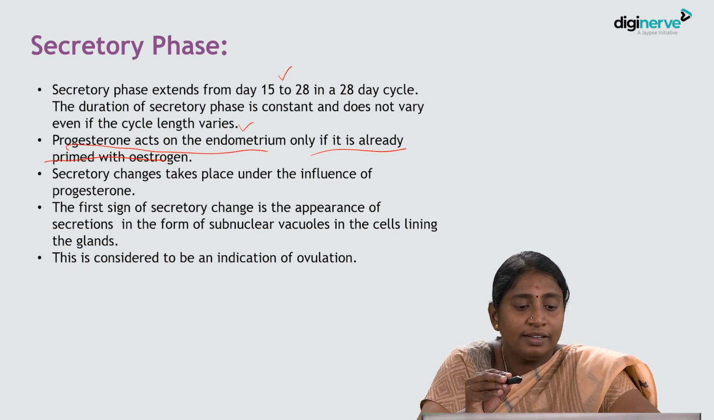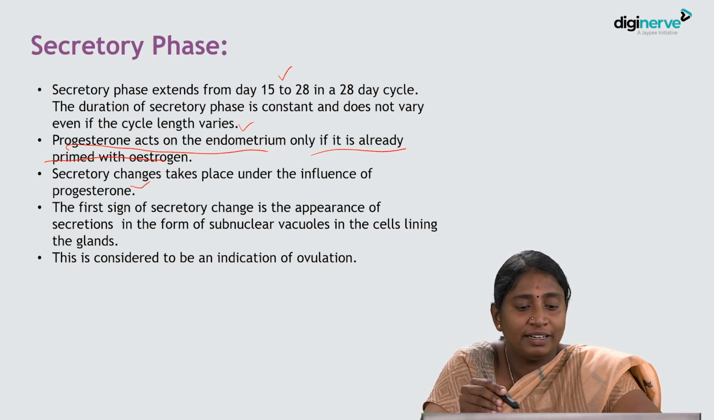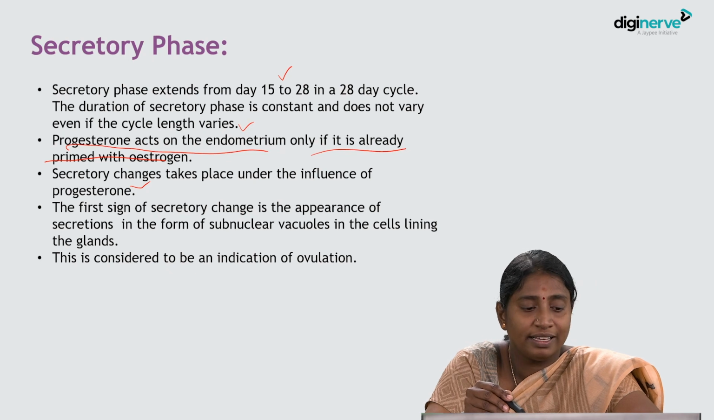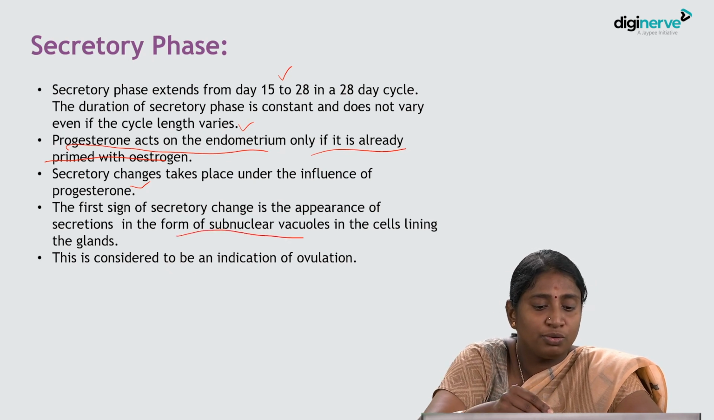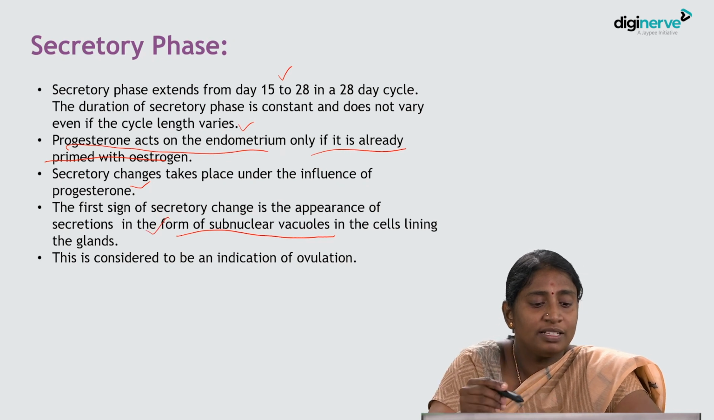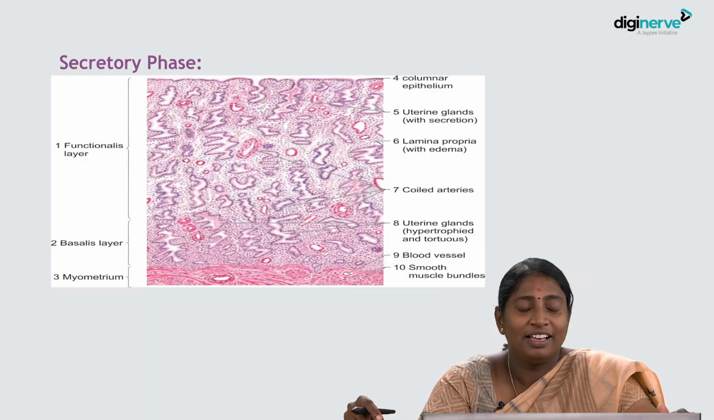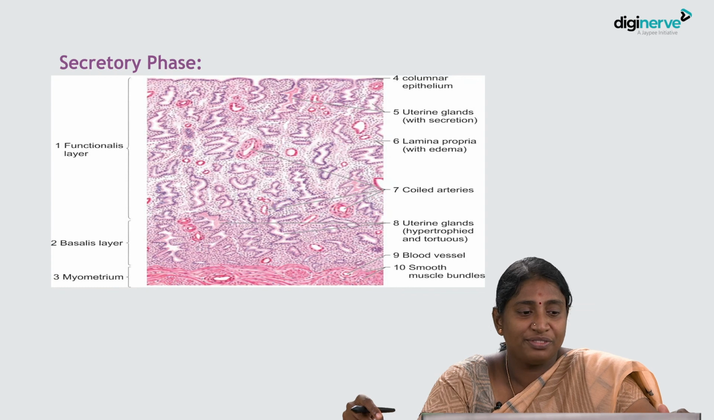Secretory changes take place under the influence of progesterone. The first sign of secretory change is the appearance of secretions in the form of subnuclear vacuoles in the cells lining the gland. This is considered to be the indication of ovulation. This is very important to note. Let us see about the secretory phase.